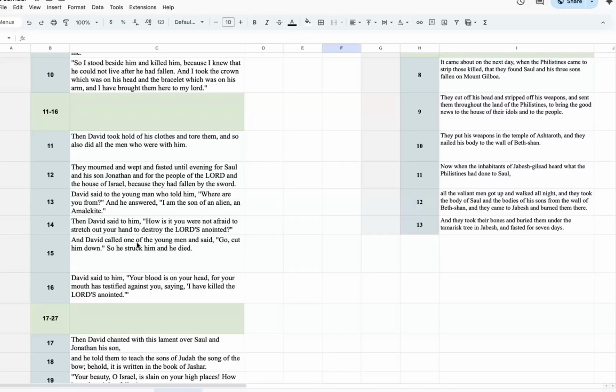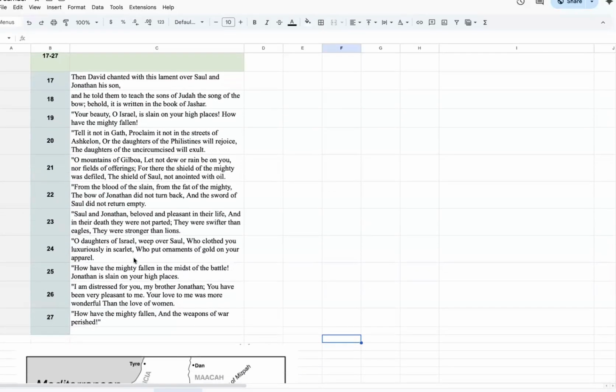So then in verse 17, David chanted this lament over Saul and Jonathan his son, and he told them to teach the sons of Judah the song of the bow. Behold, it is written in the book of Jasher.